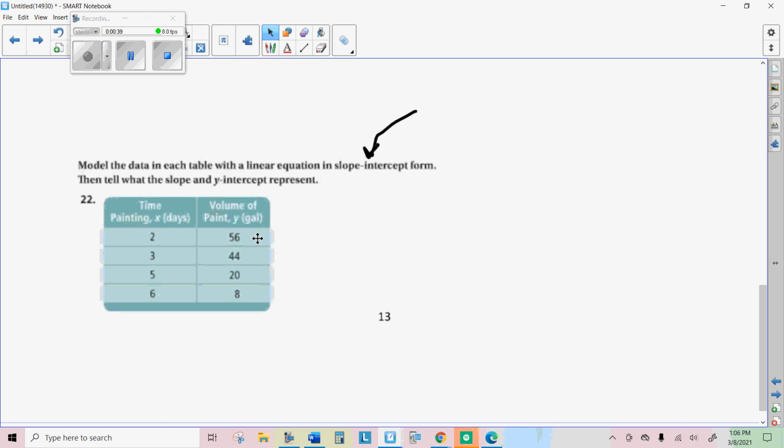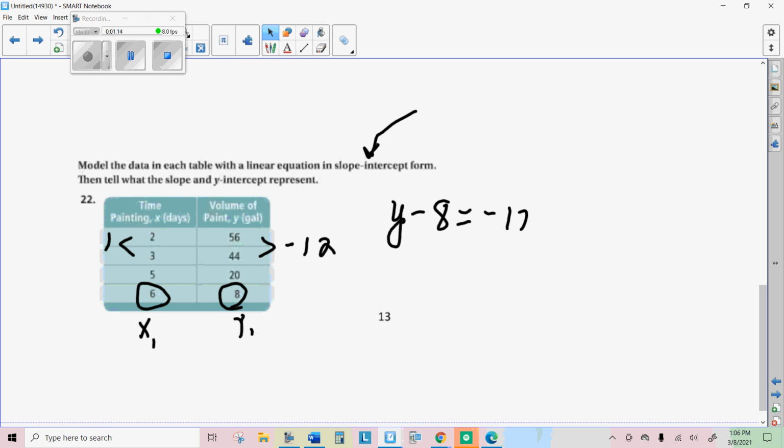What I need to do first is find the slope. Now these numbers here are going down by 12 and the x values are going up by 1, which means the slope is negative 12. So I'm going to then just pick a point from these, and it doesn't really matter which point you use. I'll just pick these because they're really simple little numbers. But so this is my y sub 1 and this is my x sub 1 when I substitute into the equation. So now I'm going to put y minus 8 equals negative 12 times the quantity x minus 6.